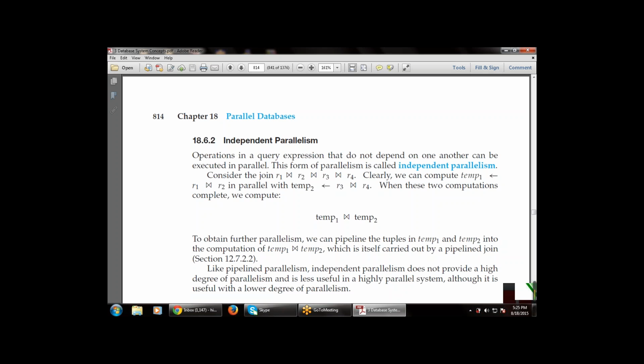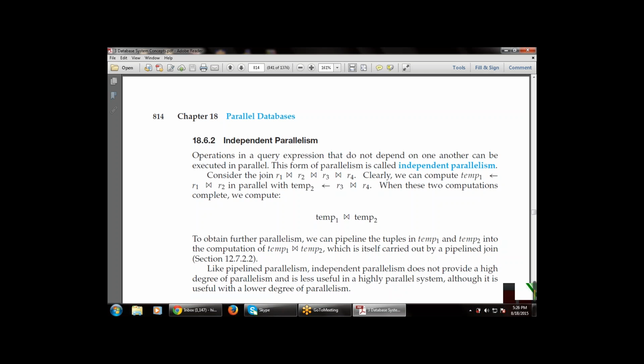So consider the join, that is, R1 is joined with R2, then R2 is joined with R3, and R3 is joined with R4. Clearly we can compute temp1, that is R1 joined with R2, in parallel with temp2, that is R3 joined with R4. When these two computations complete, we compute temp1 joined with temp2. To obtain further parallelism, we can pipeline the tuples in temp1 and temp2 into the computation of temp1 joined with temp2, which itself is carried out by a pipelined join operation. That is independent parallelism.